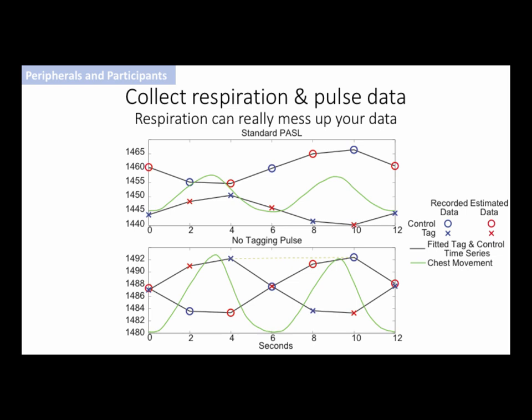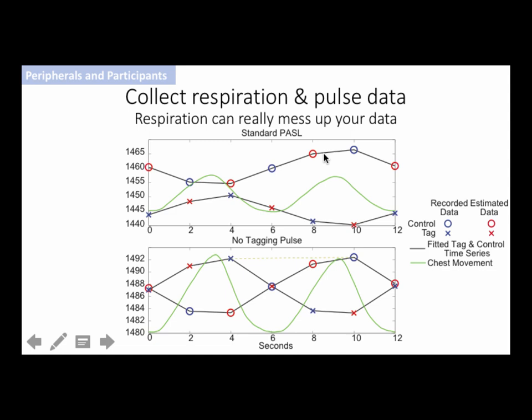And this is what we saw. So the way ASL usually works is the blue data is our actual recorded data, and we collect what's called a tag, where you're sort of tagging the blood, and the control where the blood's not tagged. And it goes tag, control, tag, control, tag, control. This green line is that breathing cycle, this 12 seconds of breathing in and out. And ideally, if you're not getting any neural effects, these two should be flat lines.